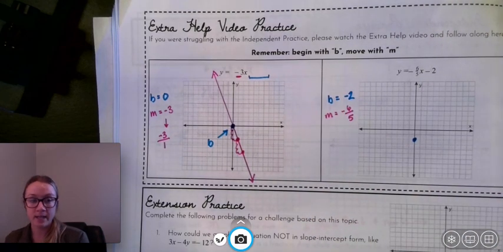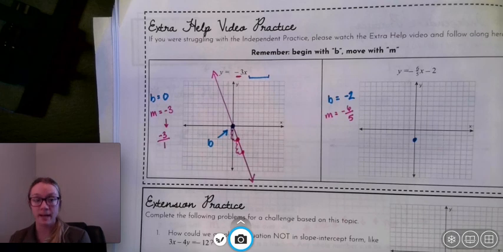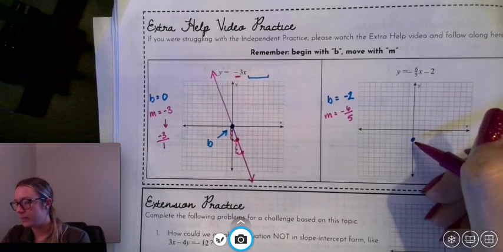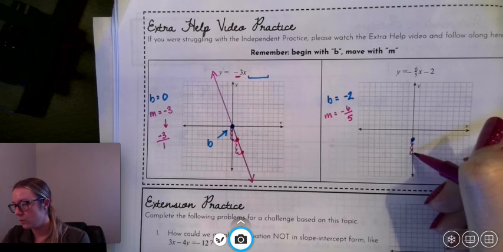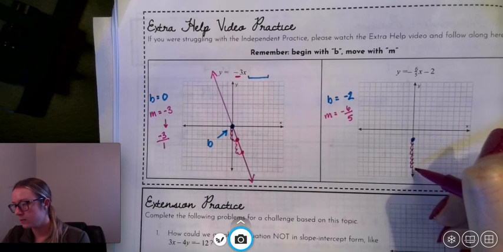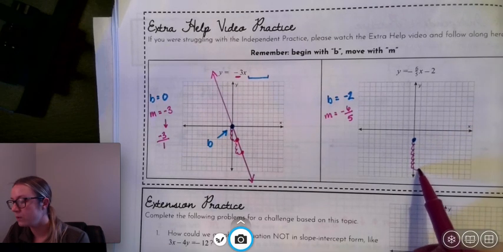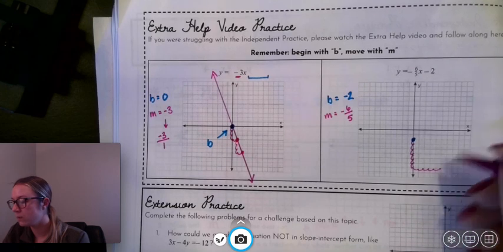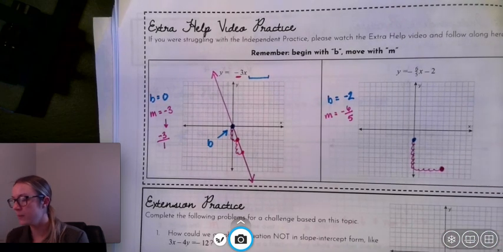And it is negative, so again, I want to go down. If it was a positive, I would go up. But I always go to the right, no matter what. Whether I go up or down, I always go to the right. So from this point, I'm going to go down 6. 1, 2, 3, 4, 5, 6. And then to the right 5. 1, 2. And I get that point.